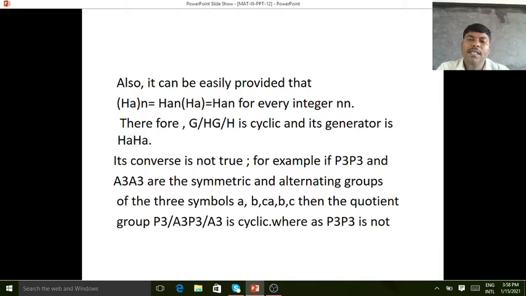Also, it can be easily proved that (Ha)^n = Ha^n for every integer n. Therefore, G/H is cyclic and its generator is Ha. Its converse is not true. For example, if P3 and A3 are the symmetric and alternating groups of the three symbols a, b, c, then the quotient group P3/A3 is cyclic, whereas P3 is not.